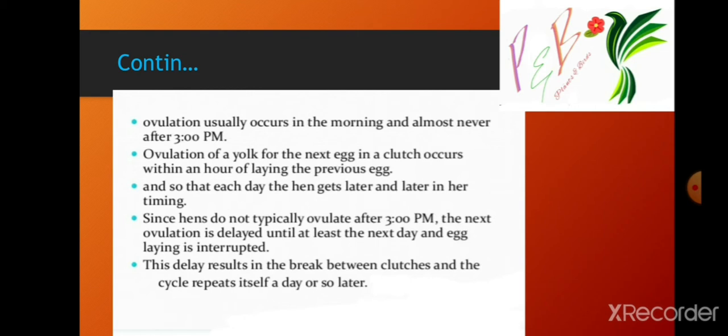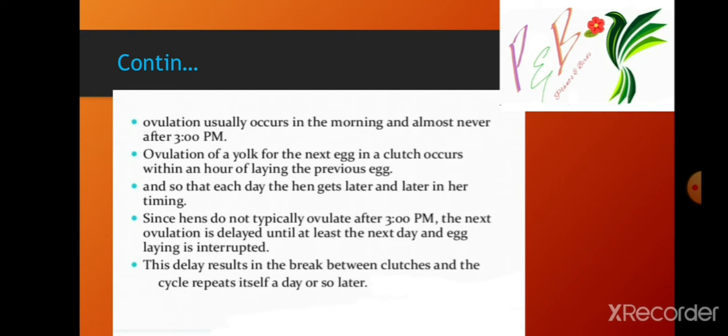So each day the hen gets later and later in her timing. If on the first day it laid at 6 o'clock, the next day it will be 6:45 or 7, and the next day 7:45 or 8, like that.